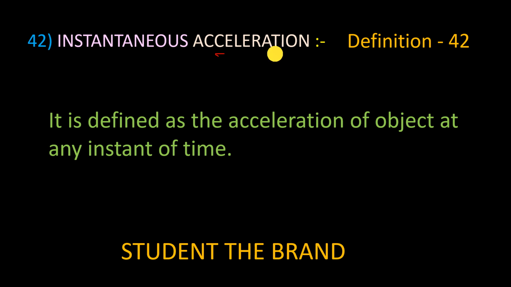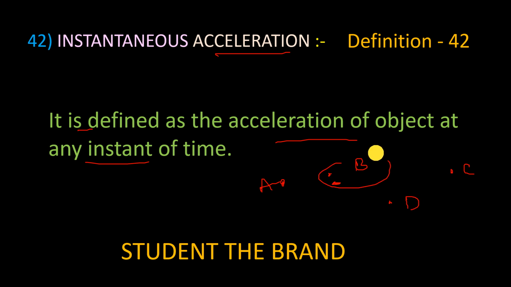Instantaneous acceleration. It is defined as the acceleration of the object at any instant of time. So if at a particular instant you take A, B, C, D, all moving, what is the acceleration of the body B at that instant, that is called instantaneous acceleration. Even for A, C and D it will be considered.